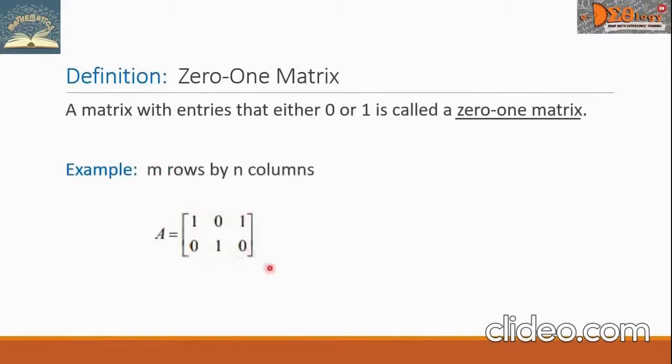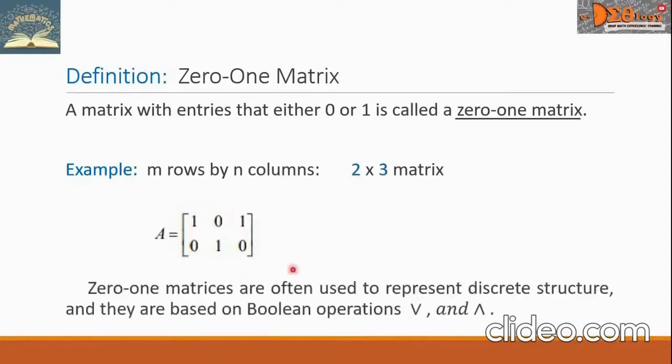Remember that a matrix is defined by m rows by n columns, or simply we write m by n matrix. In our example here, we observe that there are two rows. So this is the value for m. And then we have three columns. So we change the n into 3. So for our example here, we have 2 by 3 matrix.